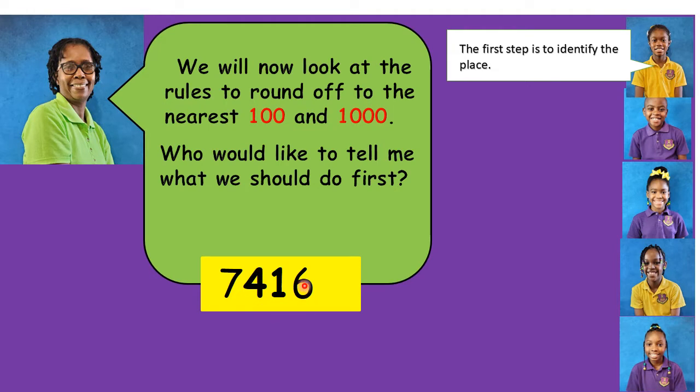So we have ones, tens, hundreds. This is my hundreds place, so I am going to find my digit. And if I am rounding off to my nearest 1,000, I am going to find the digit in my thousand place. So here we go: ones, tens, hundred, thousand. This would be the digit I am working with. All right. Excellent job, Danelia. So that's the first thing we would do.